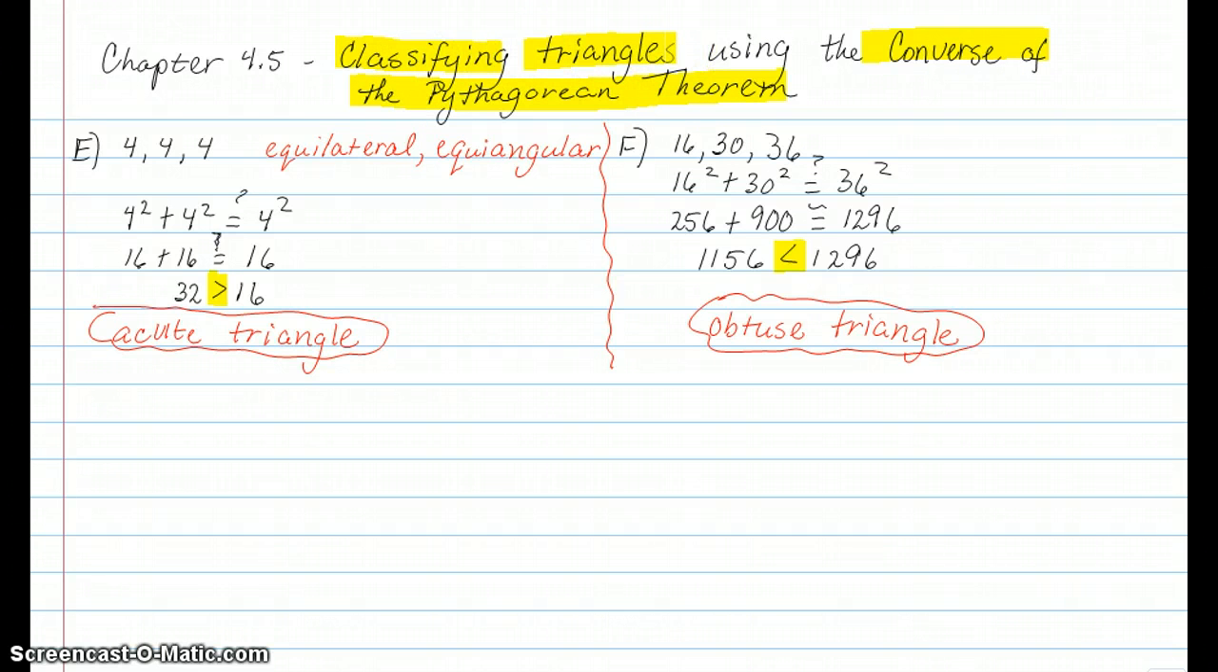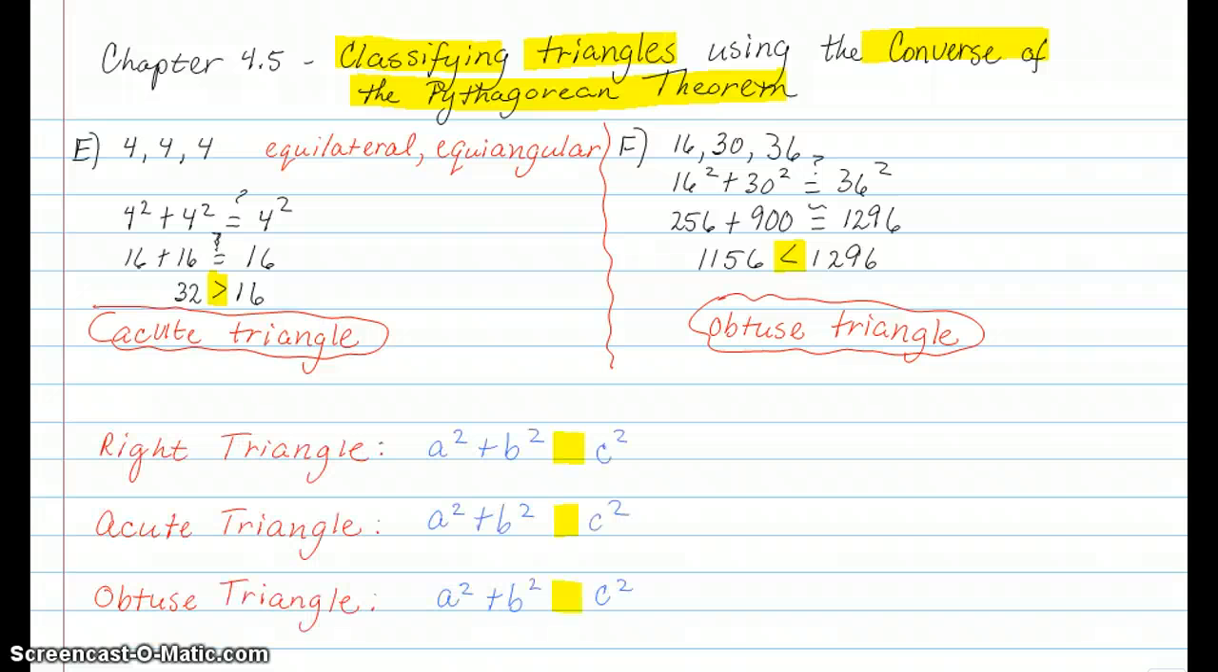All right, so let's go ahead and take a minute to look at this. So mentally, would you fill this in? For a right triangle, a squared plus b squared is what compared to c squared? For an acute triangle, a squared plus b squared is what compared to c squared? And for an obtuse triangle, a squared plus b squared is what compared to c squared? Go ahead and mentally do that, and then turn the recording on to see how you did.